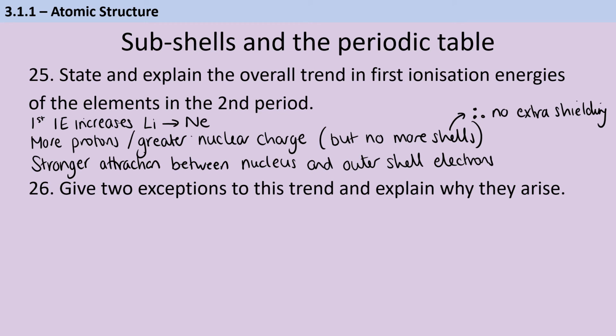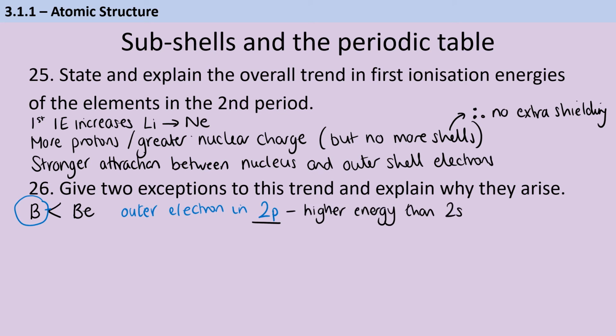There are, however, 2 exceptions to this overall trend. The first one is that the first ionization energy of boron is lower than beryllium even though it comes after it. And this is because of where that outer shell electron is. The final electron in boron isn't in the 2s subshell, it's in the 2p subshell. And this is a higher energy subshell than 2s, and this means that that electron is more easily lost.